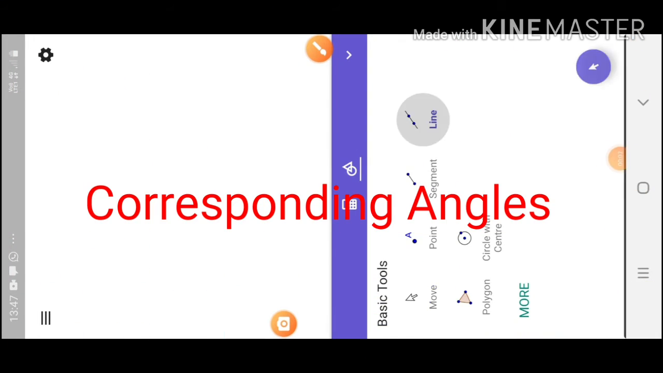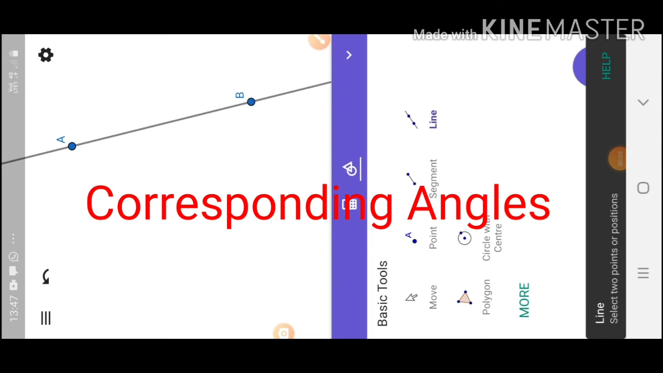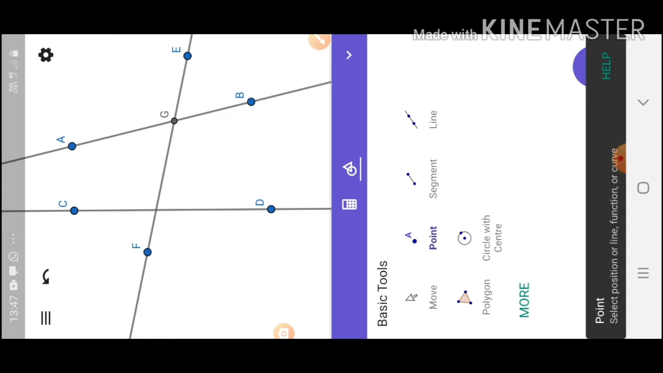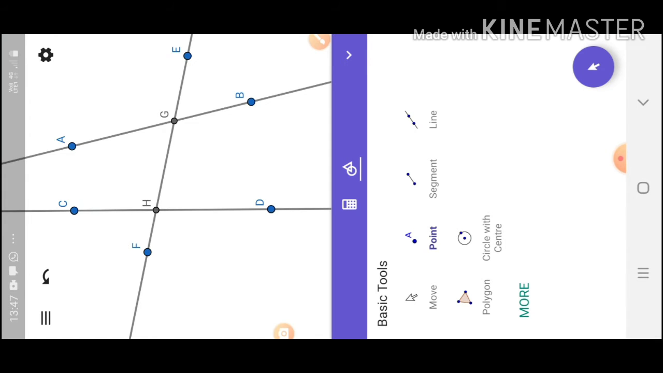Let us take two lines, line AB and line CD, and transversal EF intersects it in two different points, point G and point H. At point G you can see four angles, at point H there are four angles. We will see what are corresponding angles.